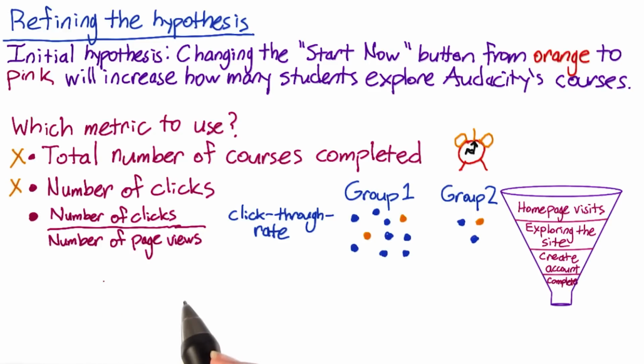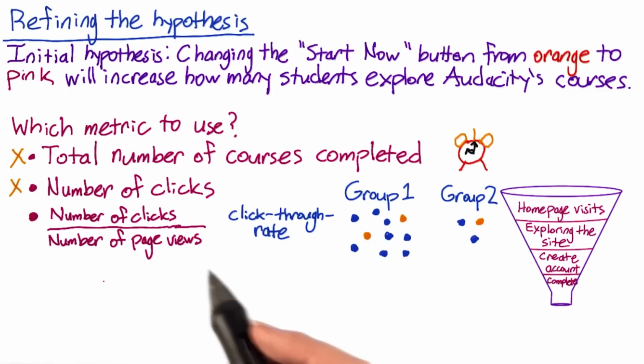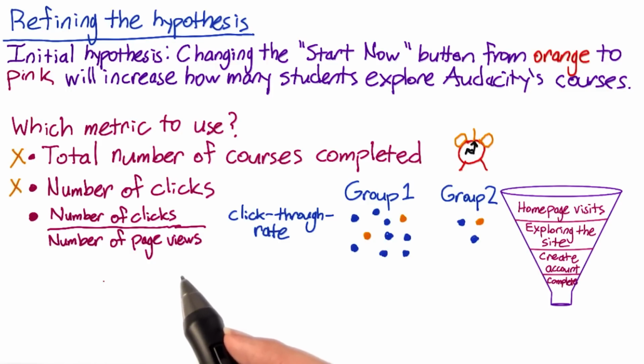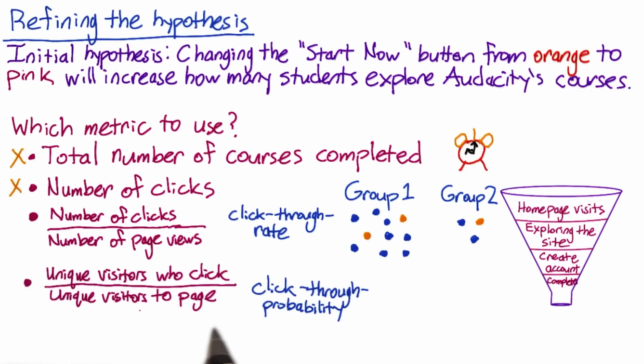There's also a closely related metric, which many people also refer to as click-through rate, but I'll call it click-through probability. Click-through probability is defined as the number of unique visitors who click at least once, divided by the number of unique visitors who view the page.